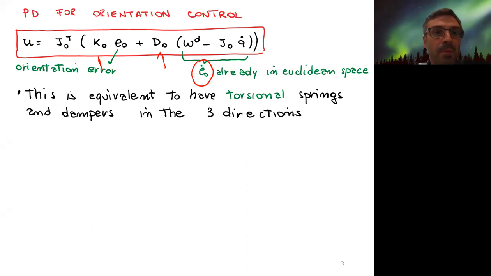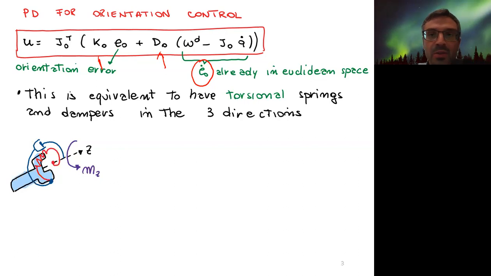Now, what are these K_O and D_O equivalent to? For example, the K_O matrix, if it is diagonal, is equivalent to 3 torsional springs in the 3 directions. So think about the Z direction and think about a torsional spring, like the ones that you have inside a clock, in the old clocks at the beginning of the 19th century, that you need to charge.